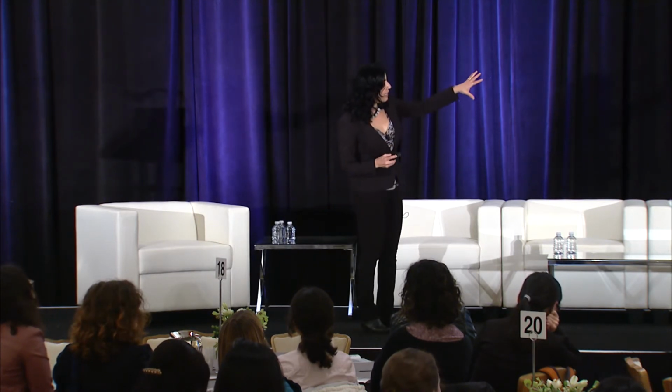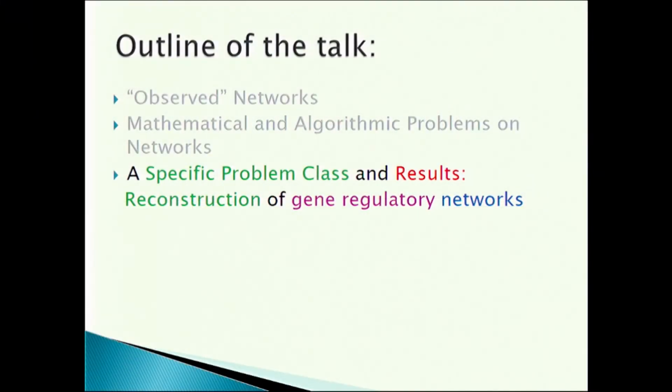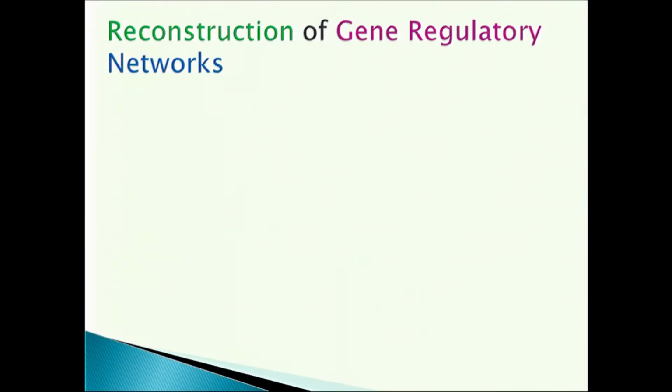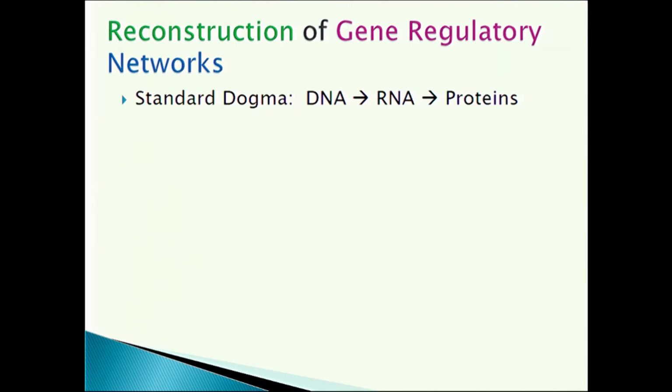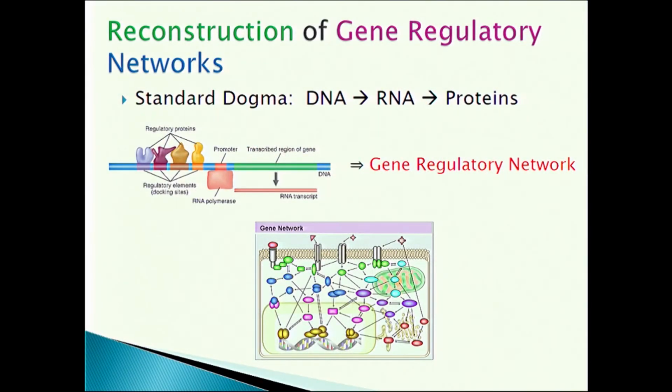Okay. So I'm going to now spend the rest of the time talking about a specific class of problems and results. The standard dogma, and there are all kinds of exceptions to this, epigenetic things and stuff, but I won't go into any of that, is that DNA is transcribed to RNA, is transcribed to proteins, and then the proteins go and sit on the DNA. They enhance the transcription of some parts of the DNA, and they inhibit the transcription of other parts of the DNA. So you have a network, and you have a feedback process. Some people call this the protein interactome.